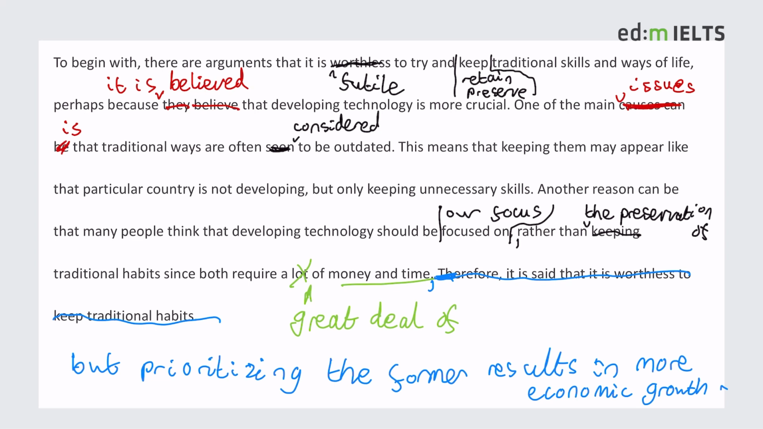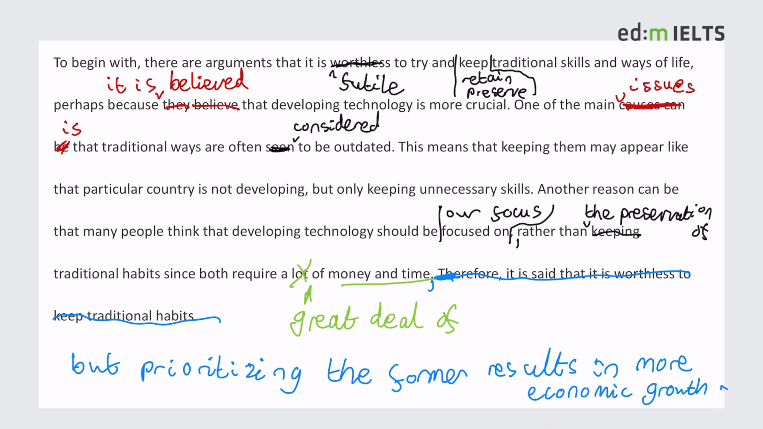So why have I changed that? Well, I changed that because I feel that the writer's building up to a point. Outdated traditional methods. Seems like a particular country is not developing and is actually focusing on retaining unnecessary skills at the expense of development. But then I think the ending seems quite random. If you're focusing on the preservation of traditional skills and traditional technology at the expense of development, I assume it means economic development. It could be development in terms of efficiency, but usually in this context it would suggest economic development.